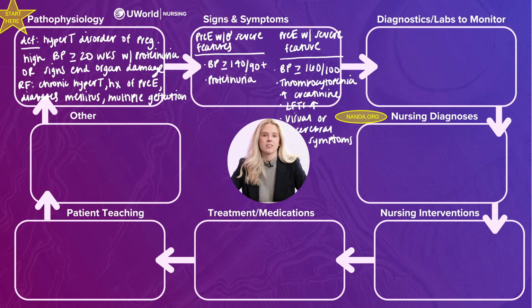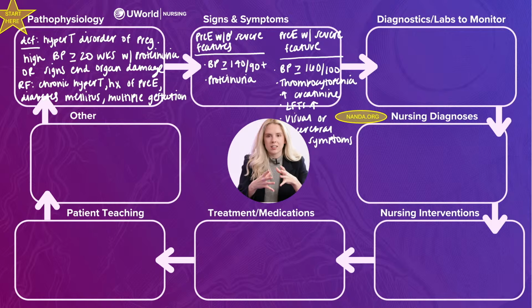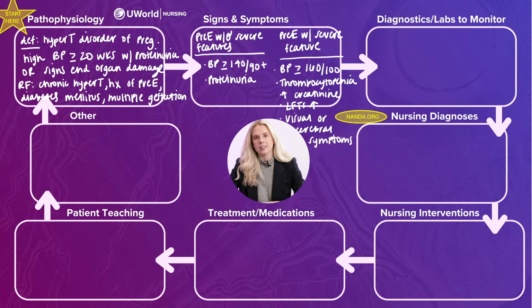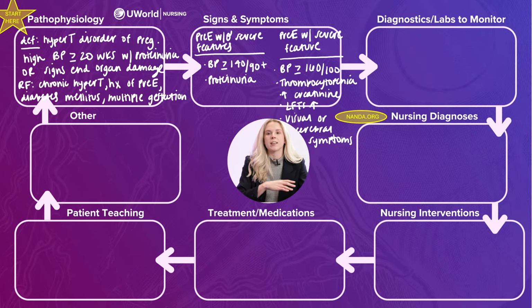So diagnostics and labs to monitor. This section varies greatly depending on which disease process you have chosen for your concept map. Diagnostics can be things like CT scans, X-rays, MRIs. These scans are going to be especially important for diseases or disorders of the neurological or musculoskeletal origin. Now, some disease processes, especially ones including endocrine issues or hematological issues, are really going to rely on lab work to assess the extent of the issue.